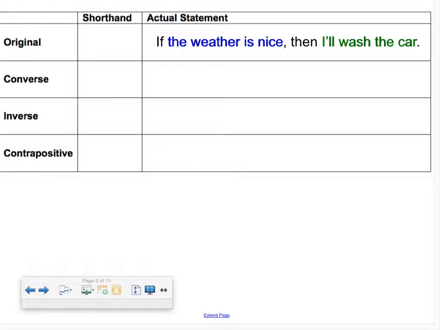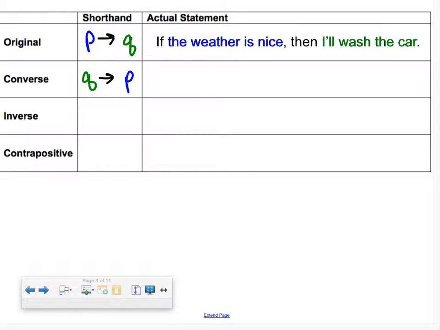So, converse, inverse, contrapositive of conditional statements. If the original statement is, if the weather is nice, then we'll wash the car, the shorthand is written P, then we have an arrow, which is called the if-then arrow, Q. Now, that's the original statement. If P, then Q. The converse switches the two. So now we have if Q, then P.